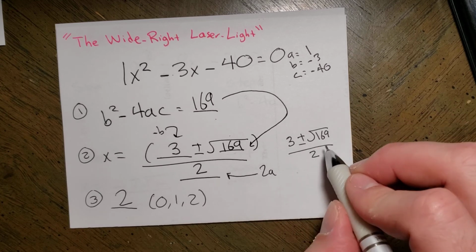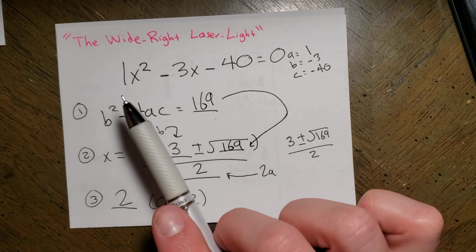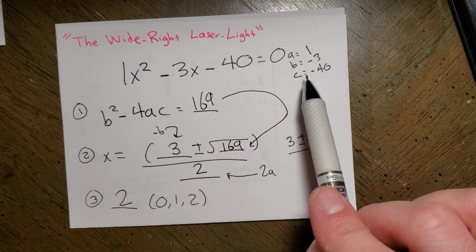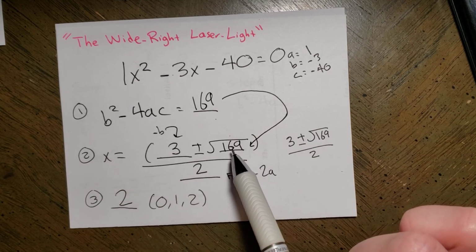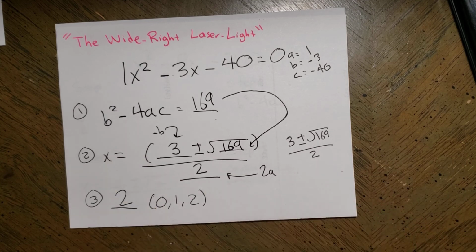I think that's about it. Yeah, so the next question will have you finish this thing off. So I think that's about it. Identify A, B, and C, discriminant, plug it in. Yeah, that's it. There you go. That's the wide right laser light.